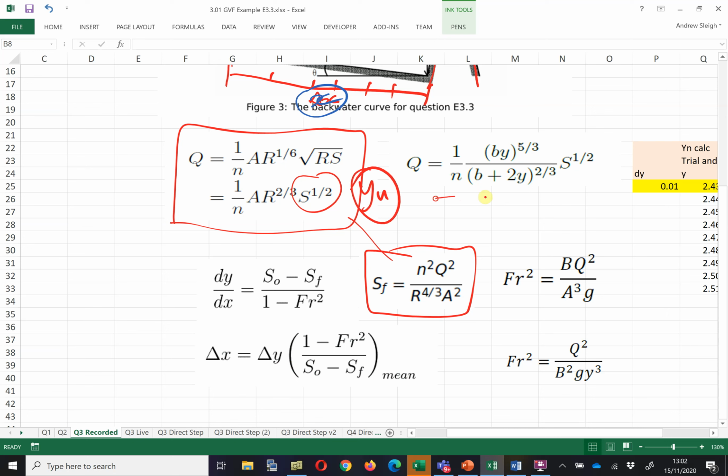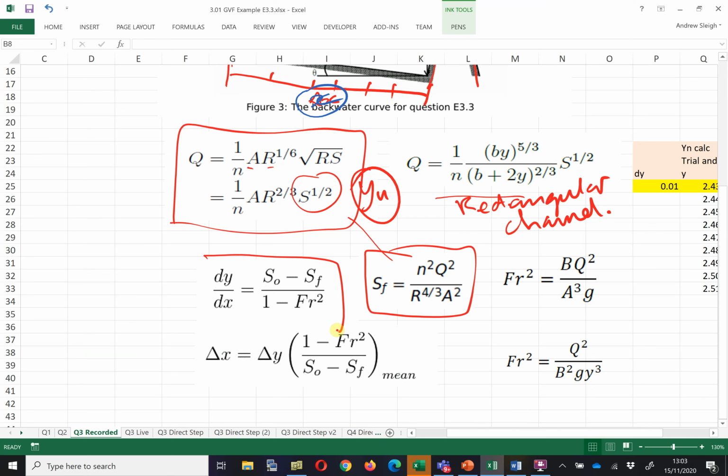I've written out the Manning's equation for a rectangular channel. Actually, we don't need to do that. If you set up your Excel sheet appropriately, you can just have entries for A and R in your Excel sheet and leave the Manning's equation the same every time.